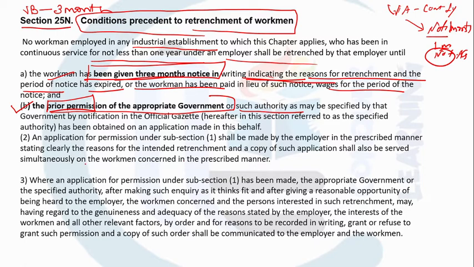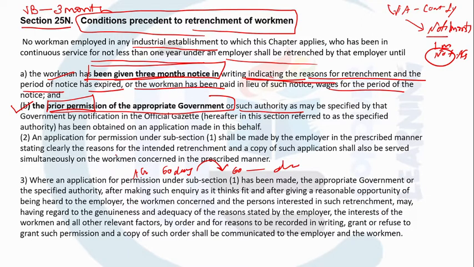Now, in case the employer has made an application, and the appropriate government has not communicated whether it is approved or rejected within 60 days of such application, after the expiry of 60 days, it is considered to be deemed approval, exactly as that of the layoff.